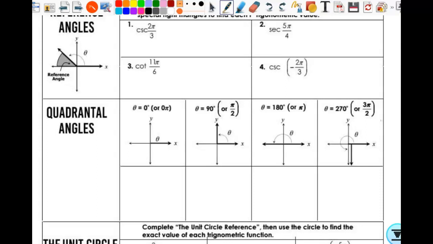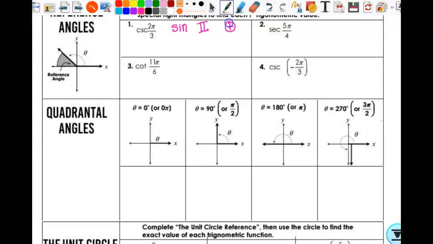So I have cosecant of 2 pi thirds. The first thing I think is, what is the reciprocal of cosecant? Sine. Okay, so again, we're going to write this down. We're not always going to have to write all this, but I want you to write out sine, and then 2 pi thirds. Which quadrant is that in? Second quadrant, okay? And then I ask myself, in the second quadrant, is sine positive or negative?